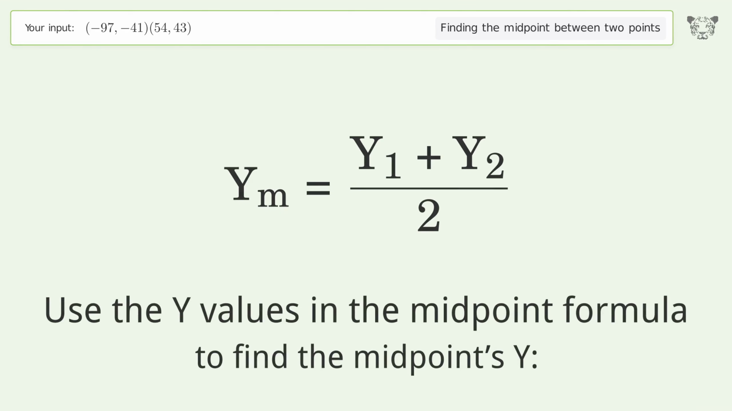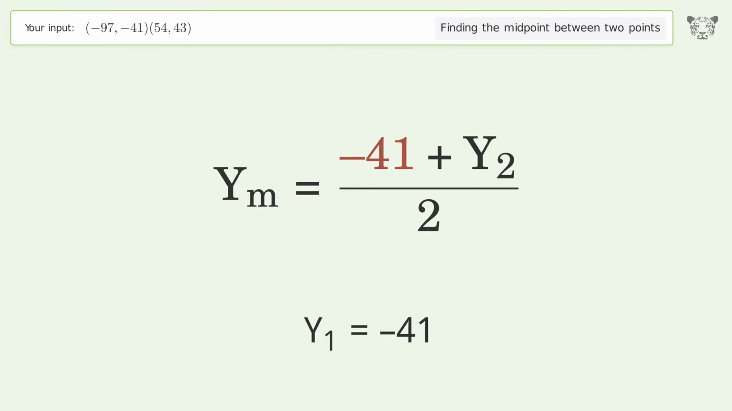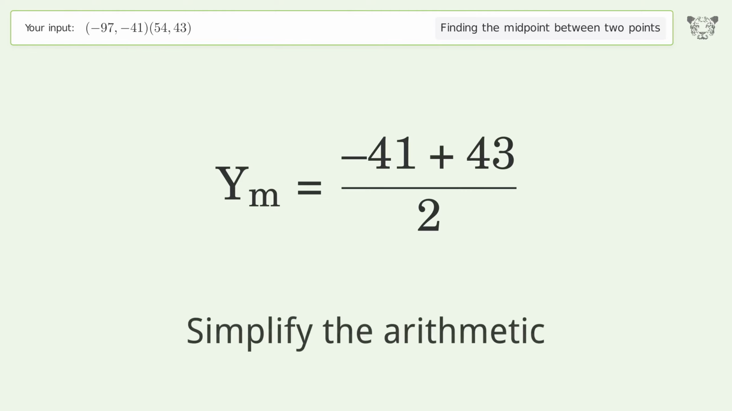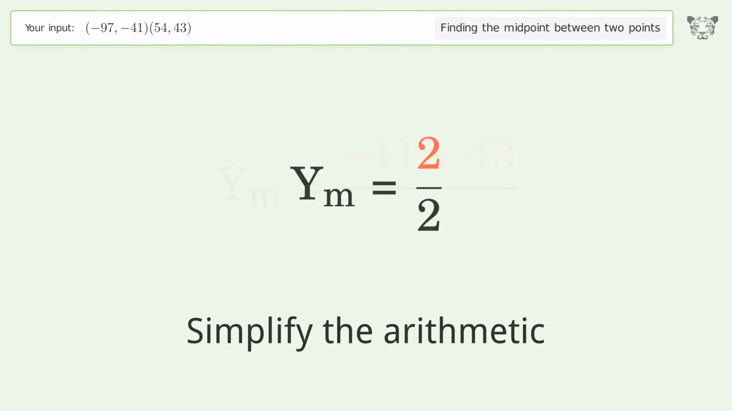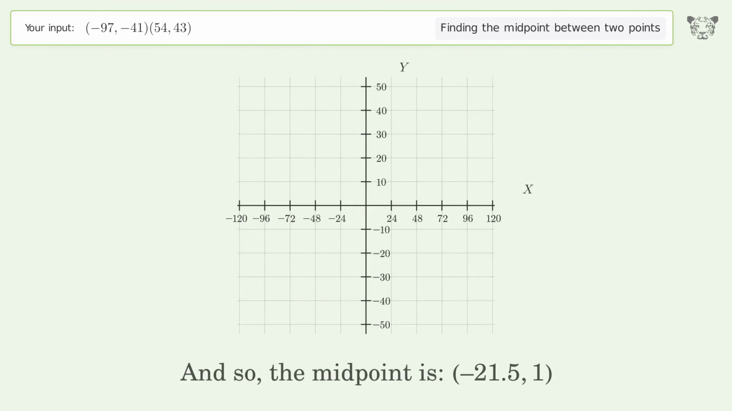Use the y values in the midpoint formula to find the midpoints y. y1 equals negative 41. y2 equals 43. Simplify the arithmetic. And so, the midpoint is negative 21.51.